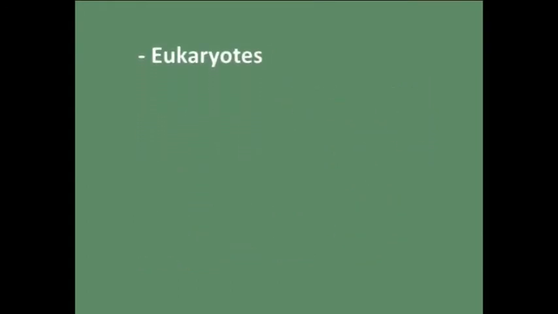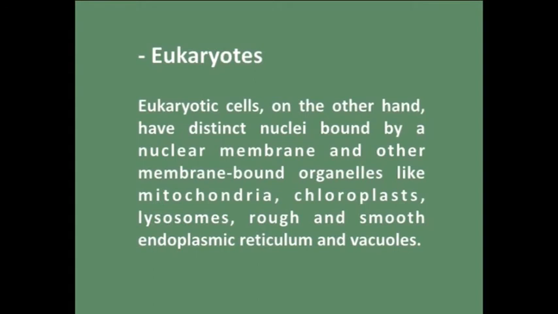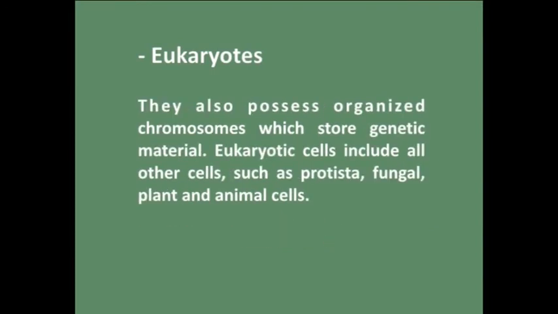The second group of cells are the eukaryotes. Eukaryotic cells, on the other hand, have distinct nuclei bound by a nuclear membrane and other membrane-bound organelles like mitochondria, chloroplasts, lysosomes, rough and smooth endoplasmic reticulum, and vacuoles. They also possess organized chromosomes which store genetic material. Eukaryotic cells include all other cells such as protista, fungal, plant and animal cells.